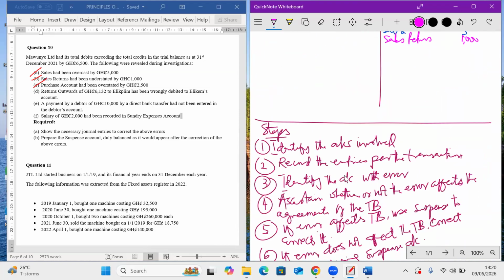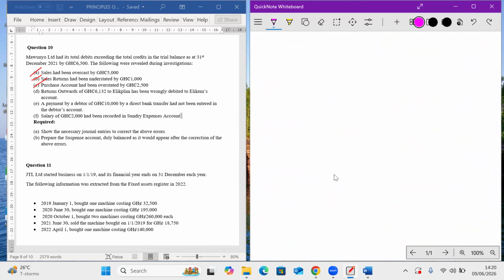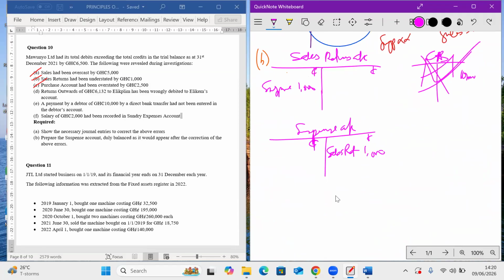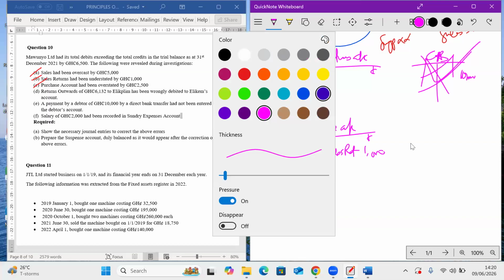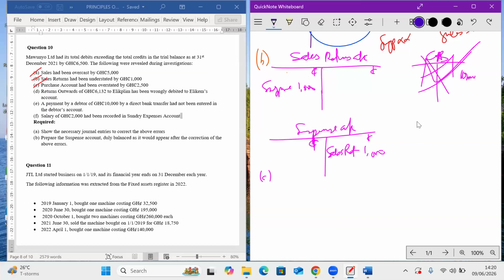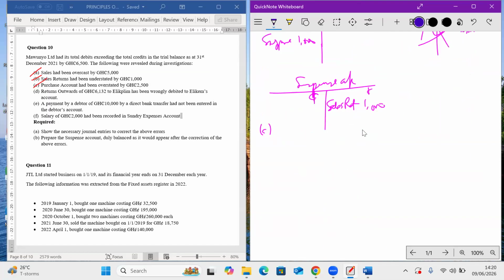Okay, let's go. It's not difficult. You have to just sit down and practice. Let's go to C. So C, working C. Who is reading? Purchase account had been overstated by 2,500 Ghana cedis. Purchase account has been what? Overstated.